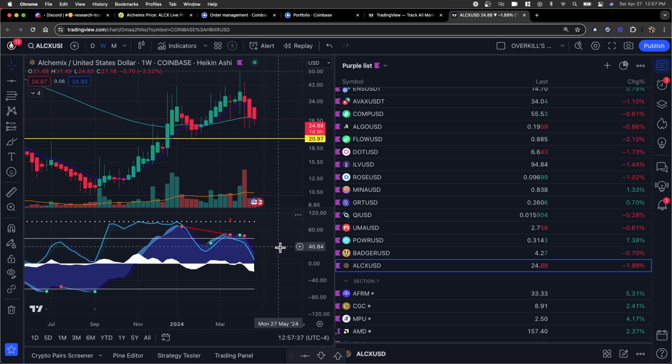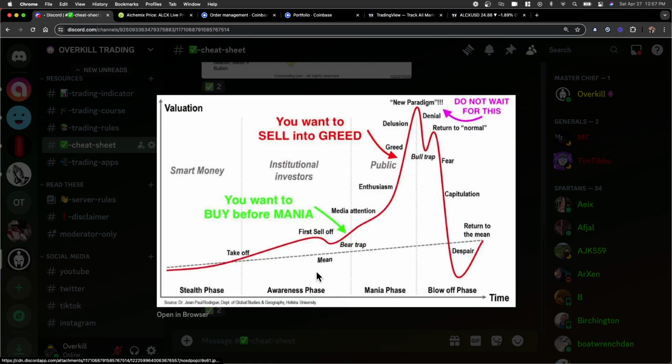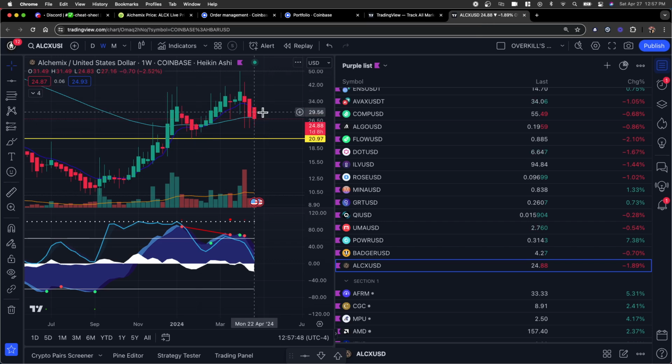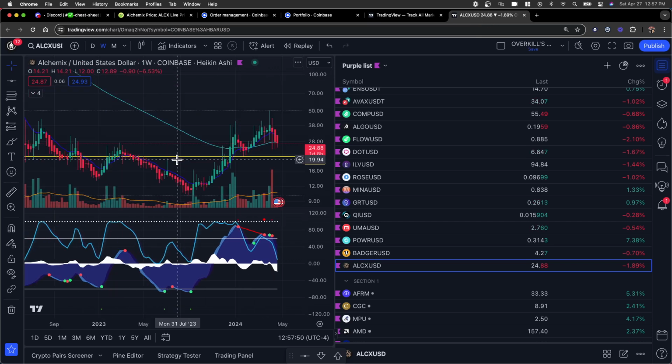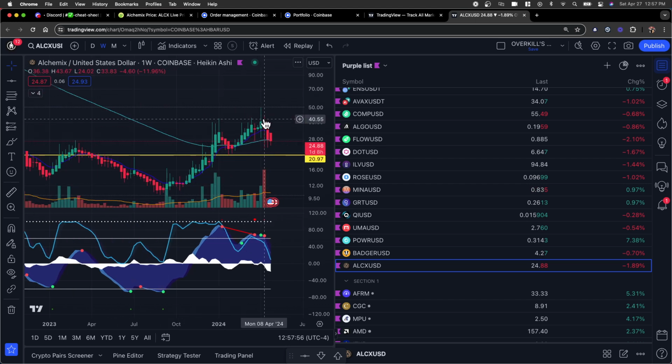But right now, with where the stochastic is, where the white wave is, and how we're consolidating right here on our mean, again, this average price, right? Average price right there. And that is our blue line, okay? This thing just got absolutely clobbered, okay? Bear market, bear market, bear market. But when we break out over the blue line, that's when we want to start paying attention.